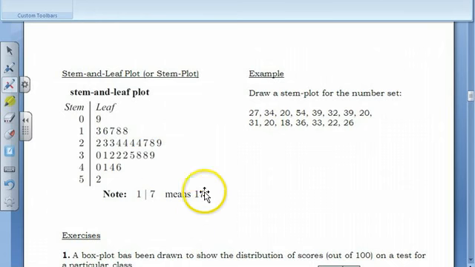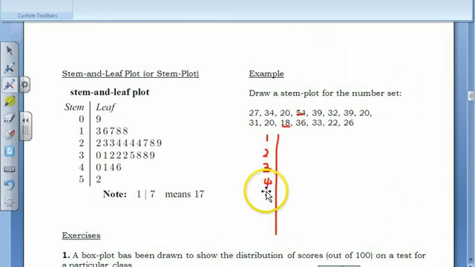The other thing is you should always have a key denoting what the numbers mean, because this could mean 0.9 or it could mean 9. This could mean 1.3 or 13 or even 130 depending on what your key represented. So for this data over here, I need to find the minimum, and I believe 18 is the minimum, and I need to find the maximum. I believe 54 is the maximum. So for my stems, I'm going to go 1, 2, 3, 4, 5. Identifying the max and the min told me where to start and where to end.